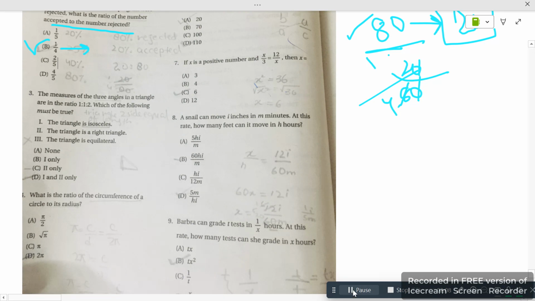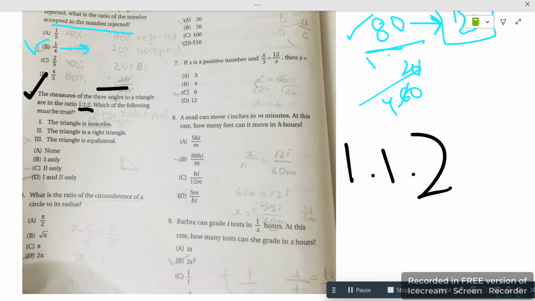Then we have another question, the third question. What they're asking in this one is the measure of the three angles in a triangle. So what would be the ratio? They've given the ratio 1:1:2. Which of the following must be true?